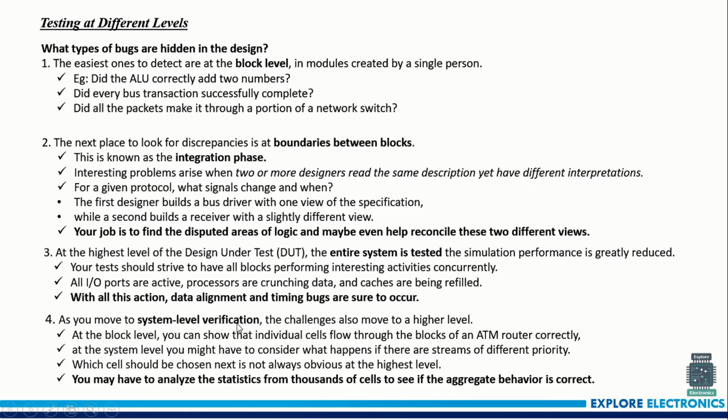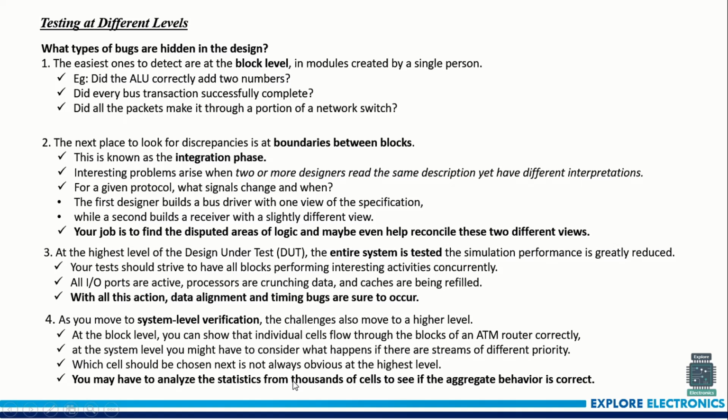As I said, the SOC level verification. Here the challenges will be again higher compared to these three. At the block level, you can show the individual cells flow through the blocks of an ATM router correctly. At the system level, you might have to consider what happens if there are streams of different priority in an ATM router. Again, which cell should be chosen next is not always obvious at the higher level. Why? Because all those are at the concurrent execution, right? That's why there is no concept of which block I need to test next like that.